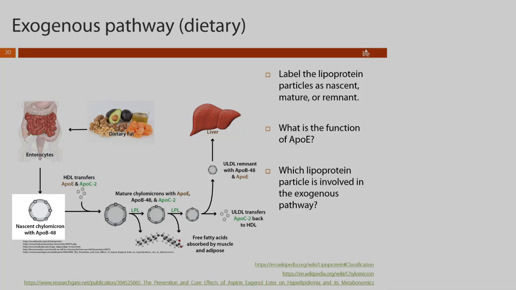Well, they also determine where the lipoprotein particle goes. And this specific lipoprotein particle leads the chylomicron into the bloodstream. Once we're in the bloodstream, this chylomicron is going to bump into a high density lipoprotein, and that HDL is going to transfer over other apolipoproteins, ApoE and ApoC2. So once that happens, we now have a mature chylomicron with 3 different apolipoproteins.